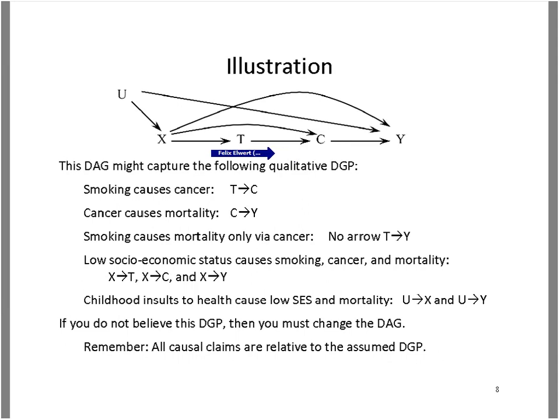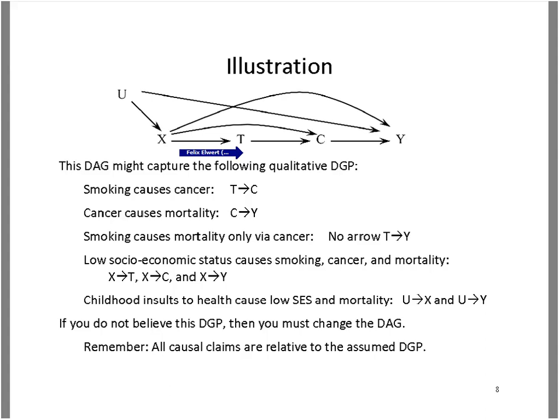Now, furthermore, we have an exclusion restriction here. Anyway, something is wrong on my end, it's stuttering. I hope that you can still hear me. So note that we have no arrow from T to Y. That means we're asserting that smoking does not directly cause mortality. It only causes mortality via cancer.